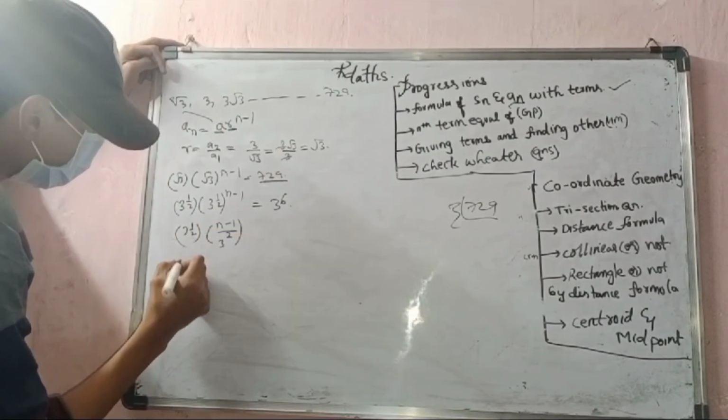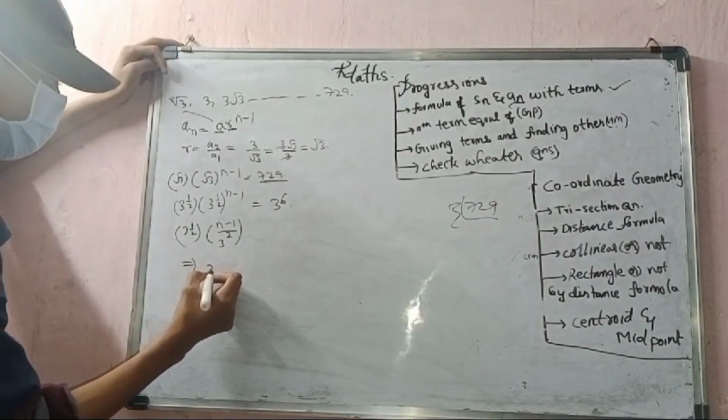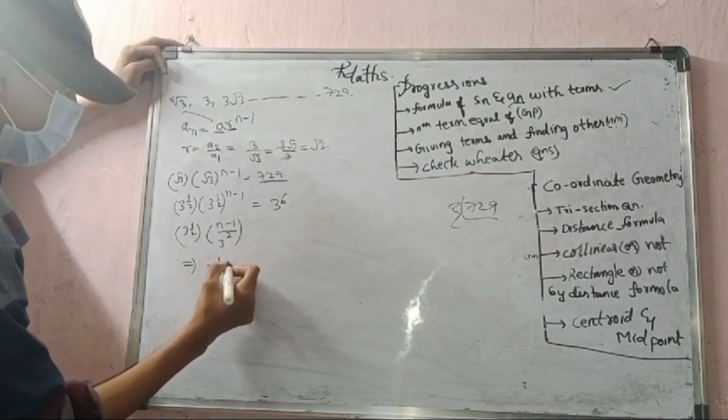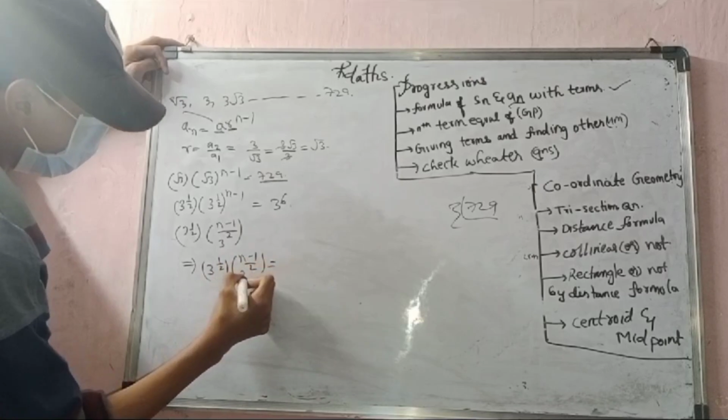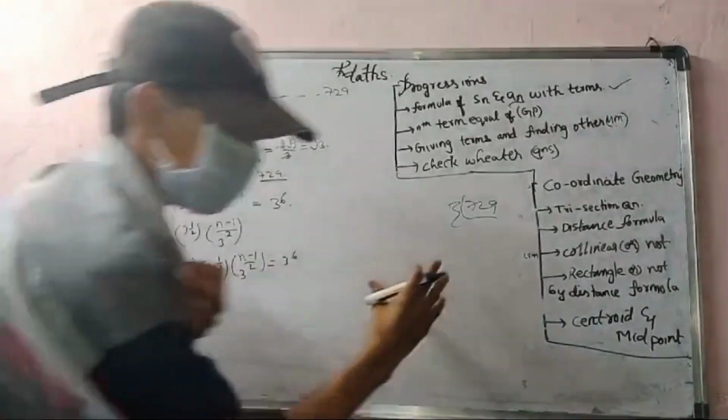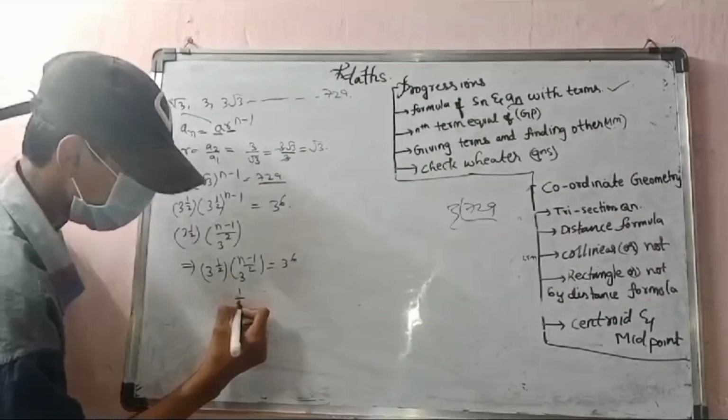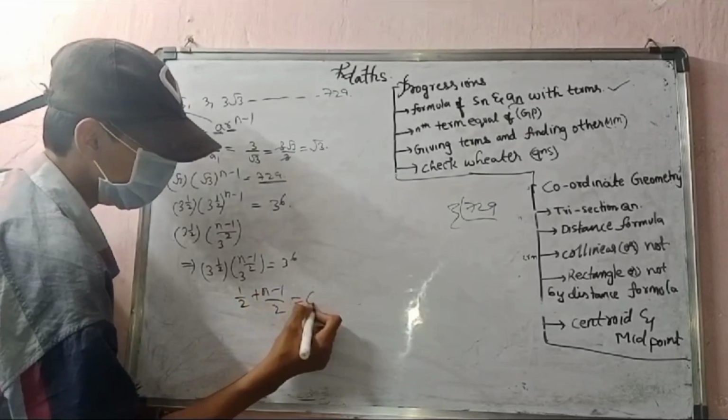Now here, see. If we do this, what will you get? 3 power 1 by 2 into n minus 1 by 2, which is 3 power n minus 1 by 2, equal to 3 power 6. You can see all bases are equal, so the powers should be equal. So 1 by 2 plus n minus 1 by 2 equals 6.